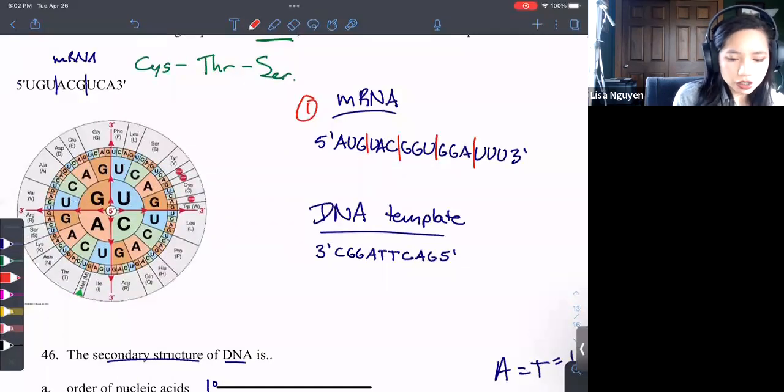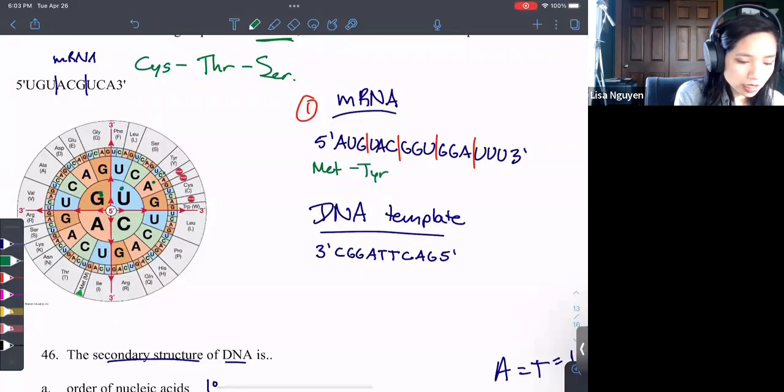All right, so let's do this one. So AUG, I'm pretty sure that that's the start codon. Yep, so AUG, the first amino acid here would be methionine. All right, methionine. Next, UAC. UAC would be tyrosine. GGU, that's glycine. GGA, glycine again.